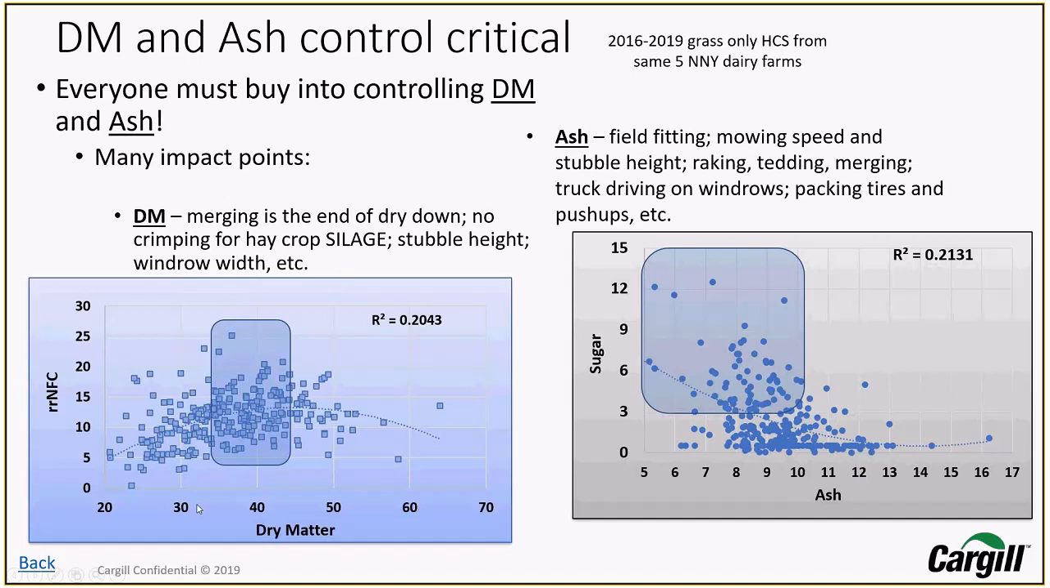So here's a number of farms that we've got here, looking at the dry matter window of 35 to 45%, and where does this rumen residual NFC peak?